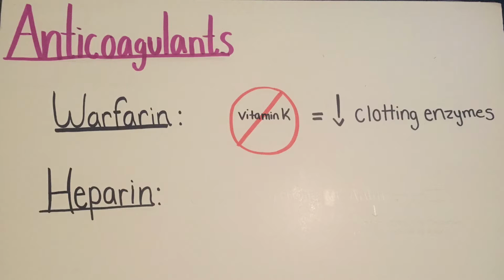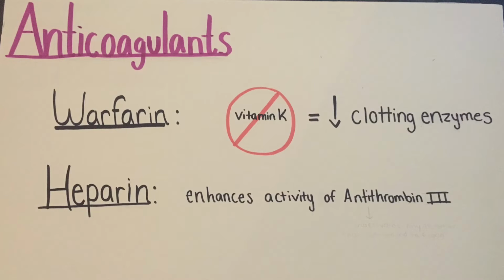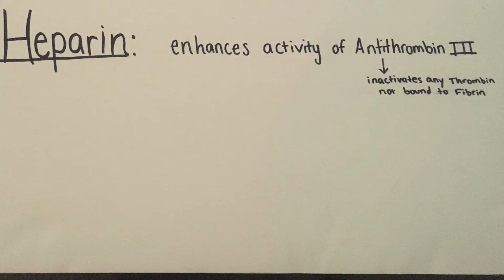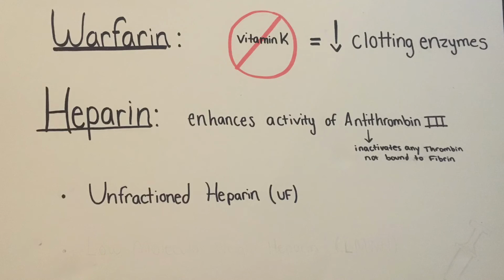Heparin is found on the surface of endothelial cells and within basophil and mast cell granules. It's the body's natural anticoagulant, but it can also be given to people with factor V Leiden. What heparin does is it enhances the activity of plasma protein antithrombin 3, whose job is to inactivate any thrombin that is not bound to fibrin. By inhibiting thrombin, the clotting cascade is finally stopped.